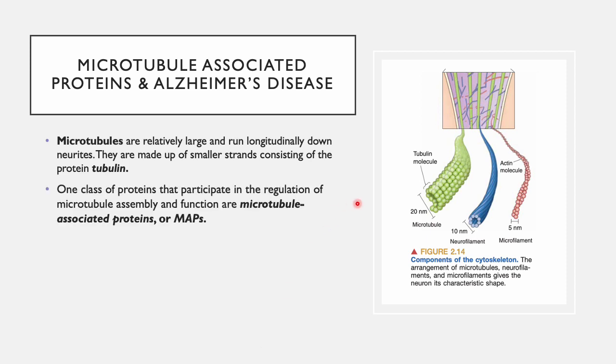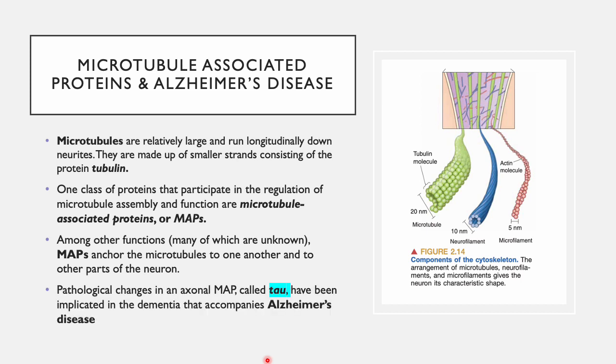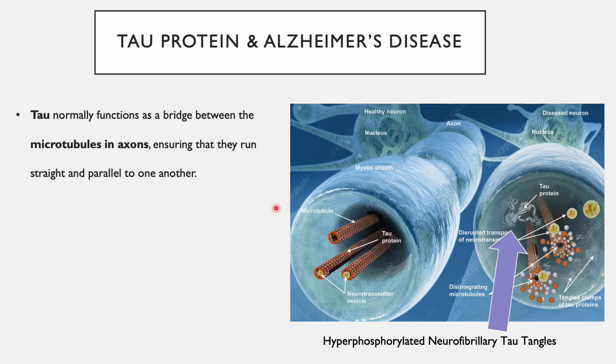So there's one class of these proteins called microtubule associated proteins, or MAPs. And MAPs help to anchor the microtubules to one another and to other parts of the cell. Pathological changes in one of the axonal MAPs, called tau, has been implicated in Alzheimer's disease. Tau is normally a protein that helps with the cytoskeleton structure and axoplasmic transport of information across neurons. Usually it functions as a bridge, as shown here in this left side of the image.